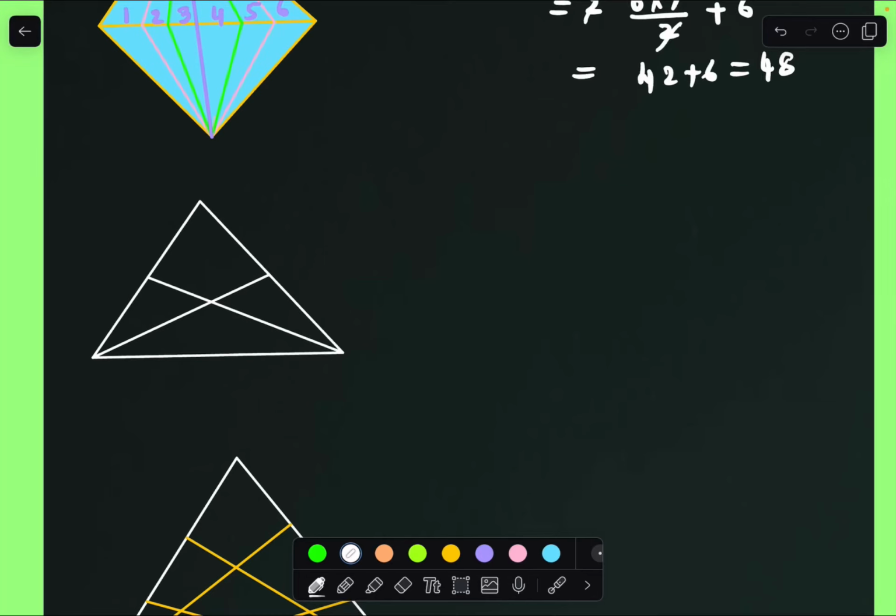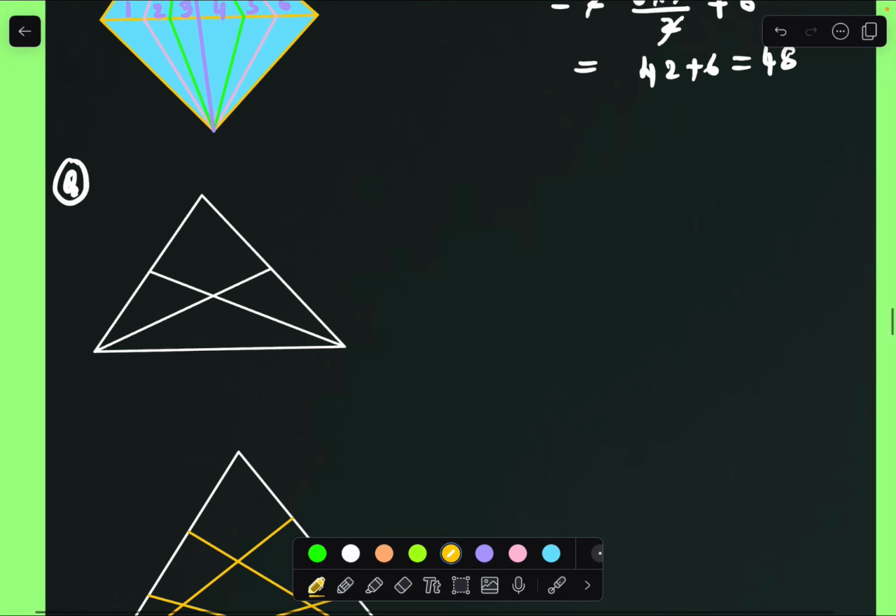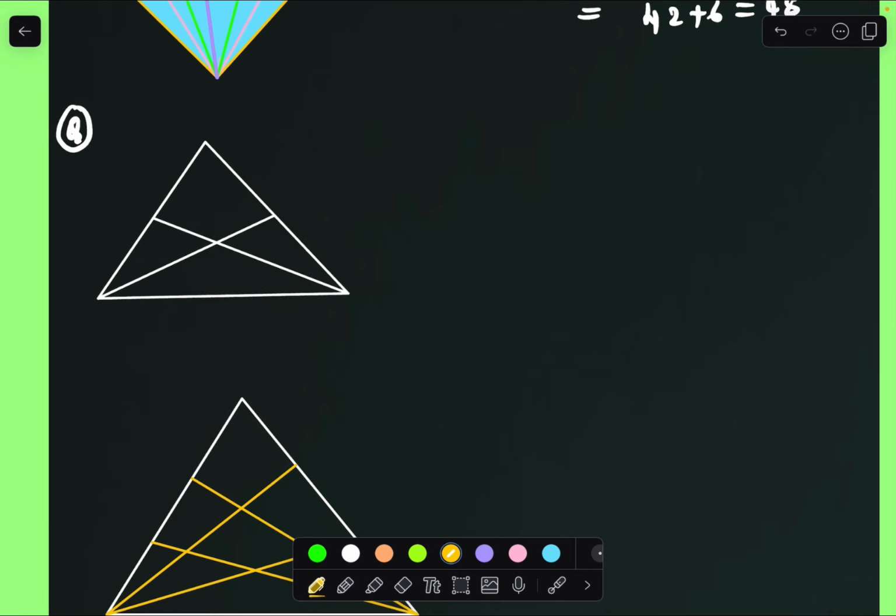This is a new variety, and we are not joining from the vertex itself, not from two different vertices. We are joining here, right? Here also we can see that. So here we can count it, right? After that we can come to the generalization, right?